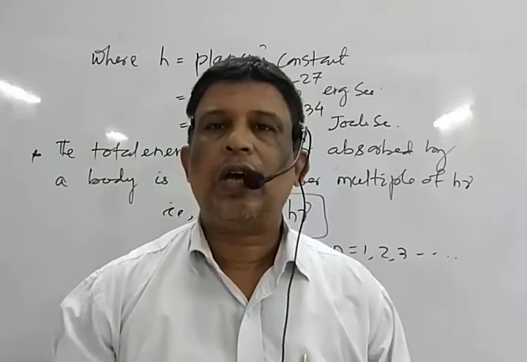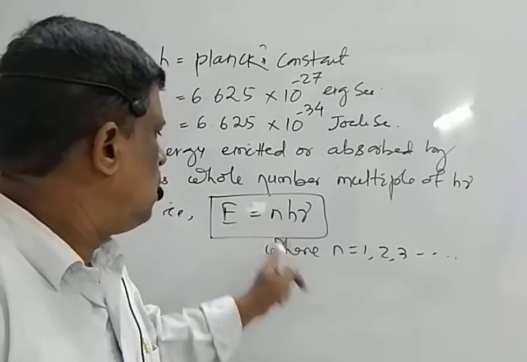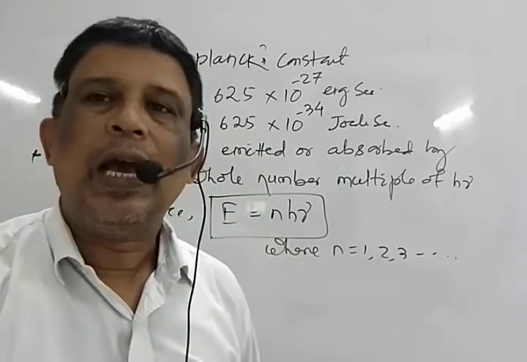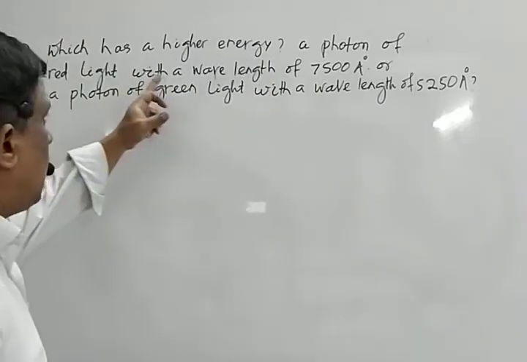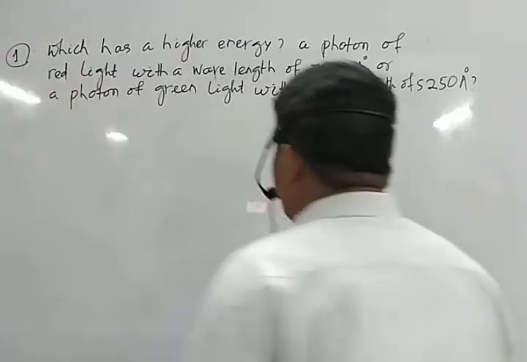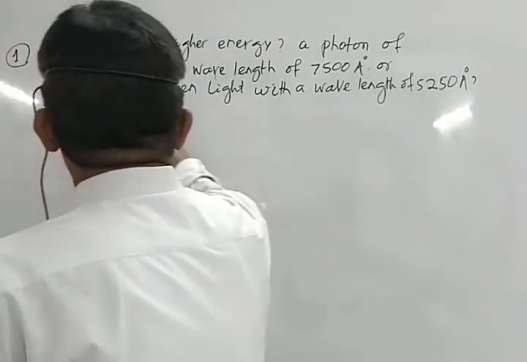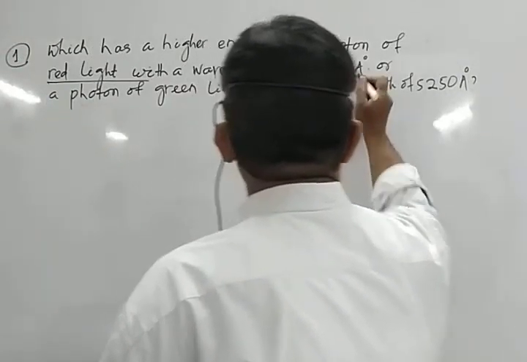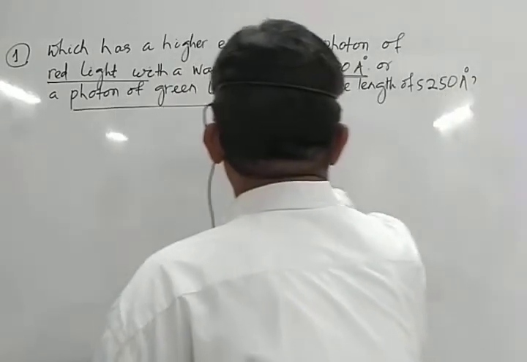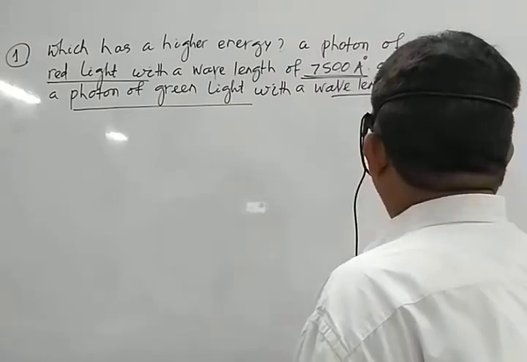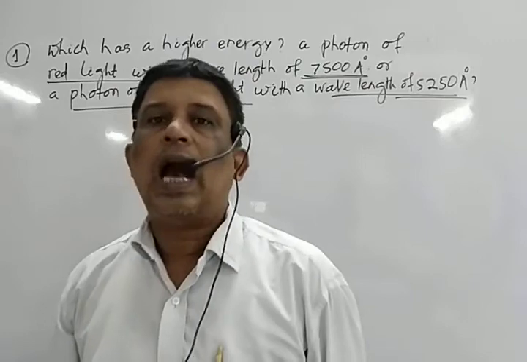Now let us solve one or two problems related to the relation, that means the formula E is equal to n h nu. Mark the question. What is the question? Which has higher energy? A photon of red light having a wavelength 7,500 angstrom, or a photon of green light with wavelength 5,250 angstrom. Which has higher energy?